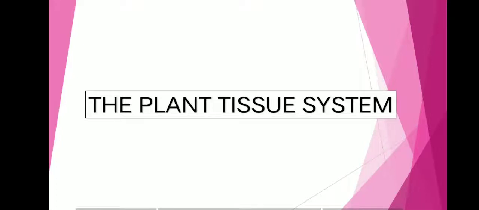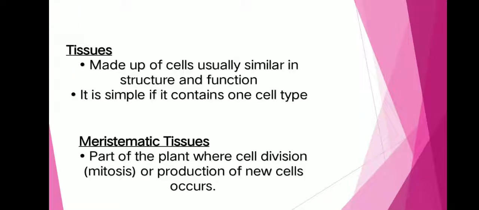The plant tissue system. Tissues are made up of cells, usually similar in structure and function. A tissue is simple if it contains one cell type. Tissue is a collection of similar cells performing organized functions for the plant.